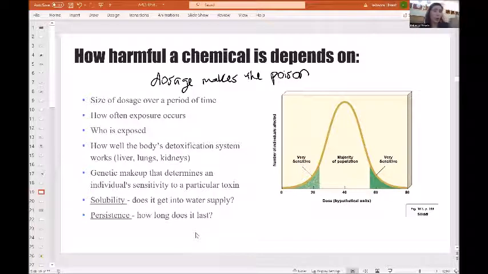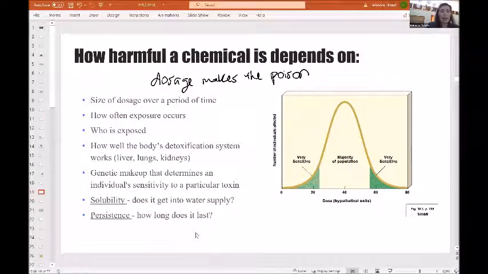So we want to know who's being exposed, how often the exposure occurs, and how well the body already detoxifies that particular chemical. If our liver, kidneys, and other systems can very easily rid our bodies of the toxic substance, maybe we need a much higher dose of it for it to be a problem.